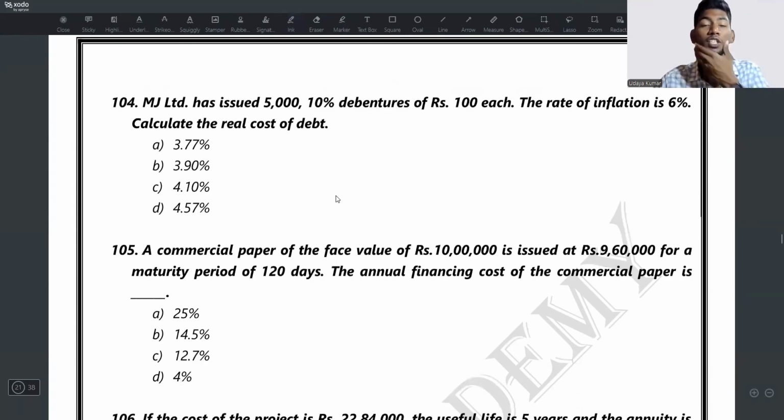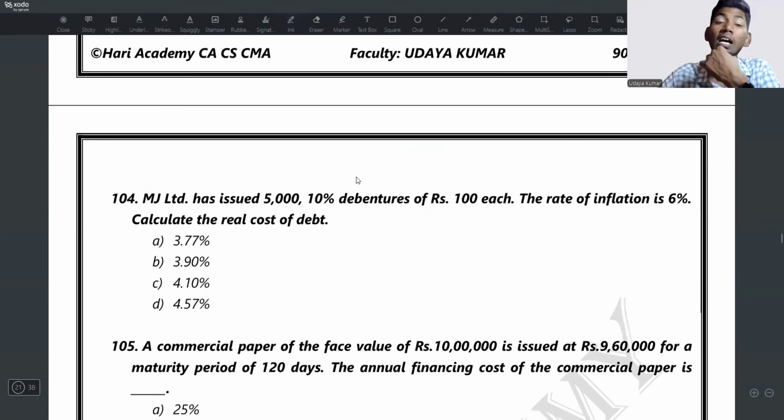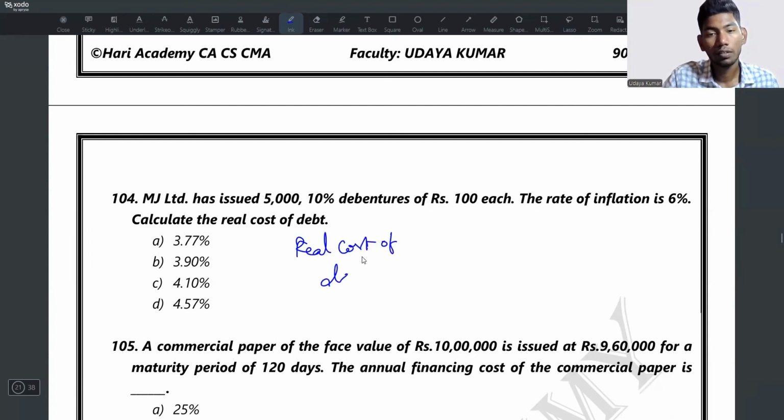MJ Limited has issued 5,000 10% debentures of rupees 100 each. The rate of inflation is 6%. Calculate the real cost of debt. They have given that 5,000 10% debentures of rupees 100 each. With the formulas only, you can easily calculate, right? So he is asking the real cost of debt. So whenever they are asking real cost of debt, you can use these values.